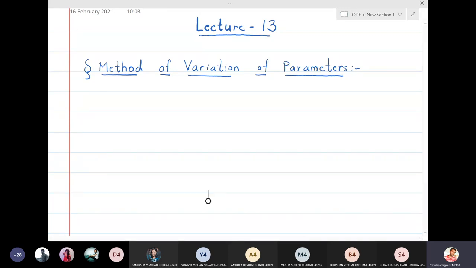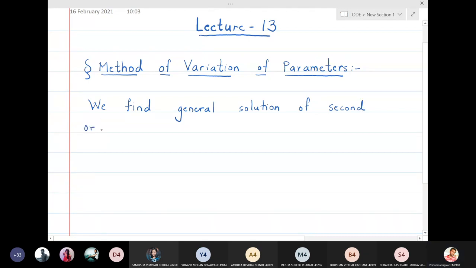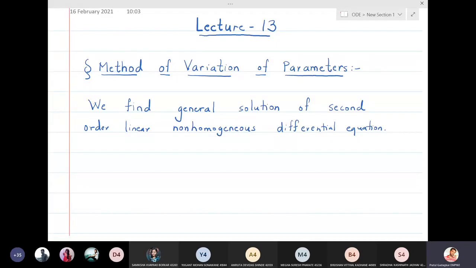Okay, so today we will learn about the method of variation of parameters, and this method is used for second order linear non-homogeneous differential equations. So we find the general solution of a second order linear non-homogeneous differential equation. It can also be extended from second order, it can also be extended for the third order, and so on. So here in this section we will look at second order differential equations.